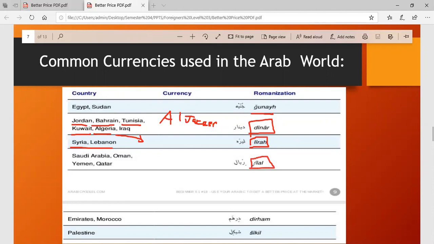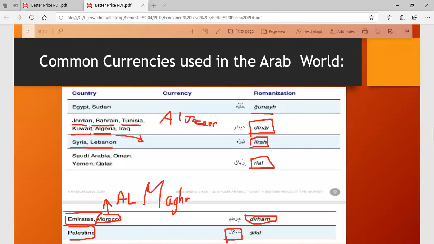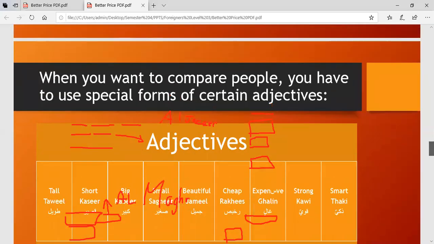This is information for you, so that if in a sentence you have currencies, you know that we are talking about currencies here, okay? The Emirates and Morocco. What is Morocco? Morocco is Al-Maghrib, okay? They use dirham. Palestine, they use the shekel. It's a little bit hard. When you hear a weird word, tell yourself this is Palestine. Okay? Clear?